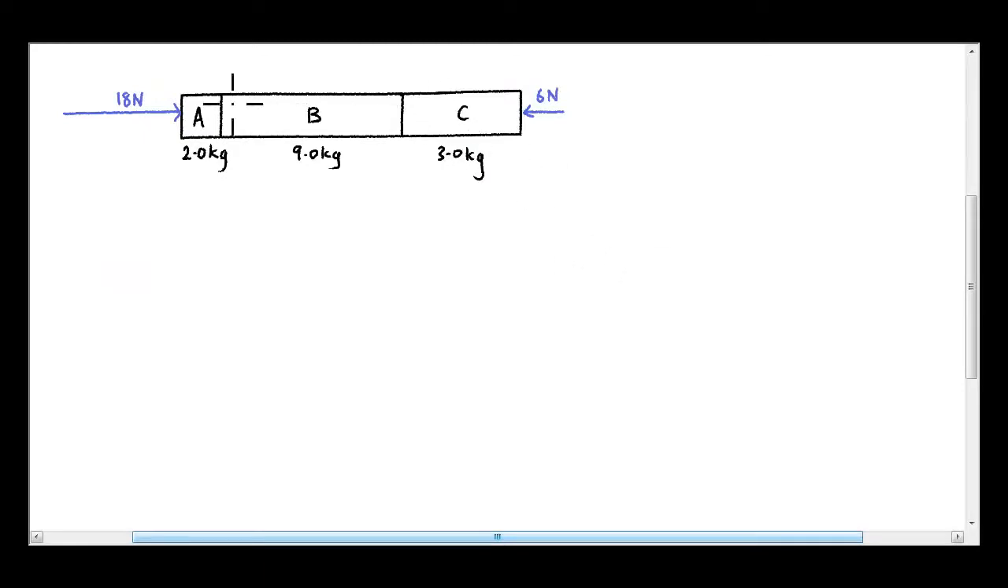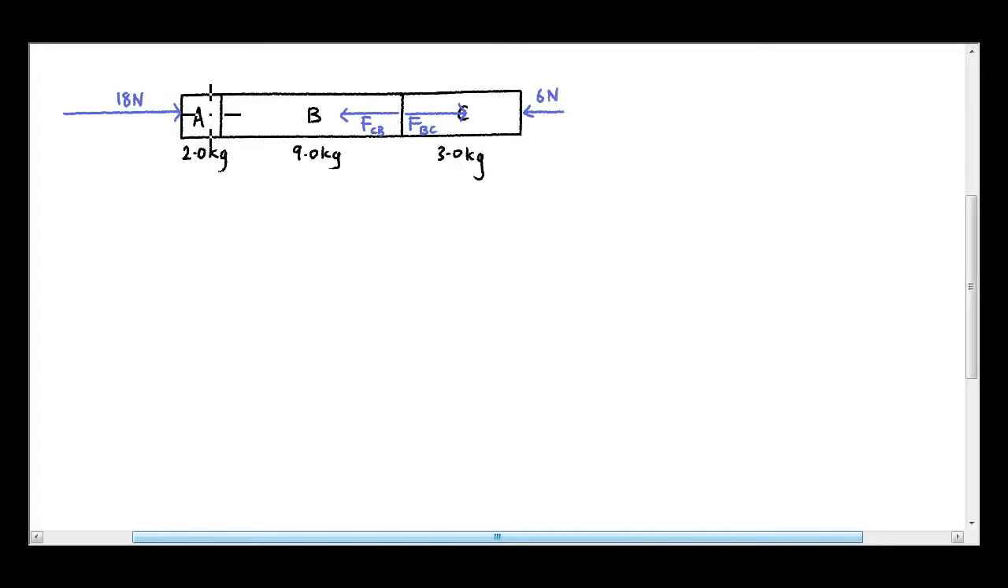What are the forces present in this question? Obviously, there's contact between block B and C, so B is pushing C rightward and C is pushing B leftward, and we label the forces as FBC and FCB respectively.